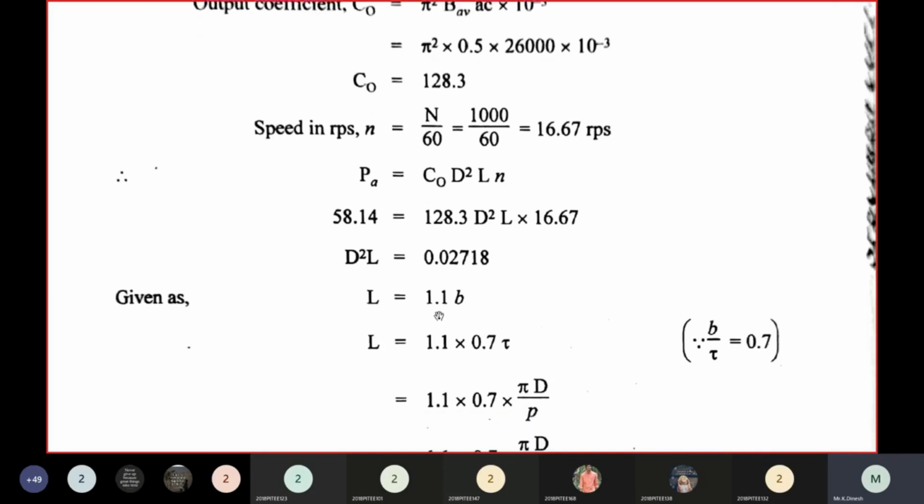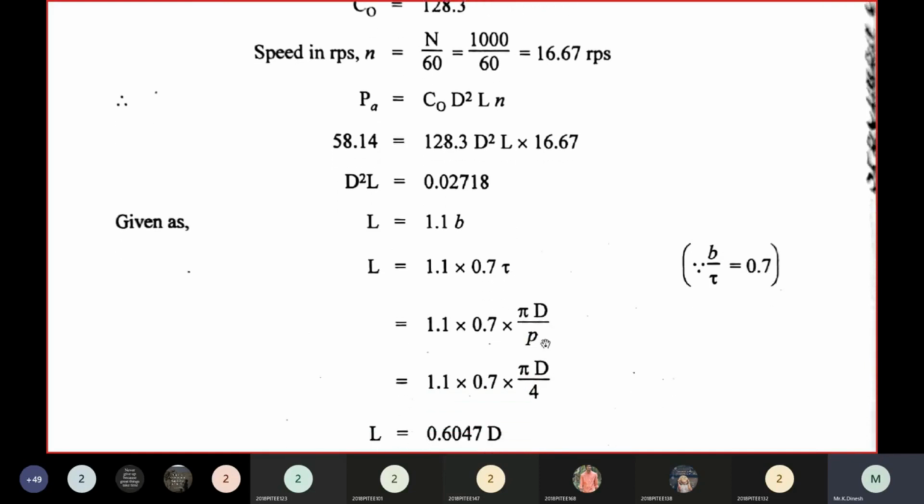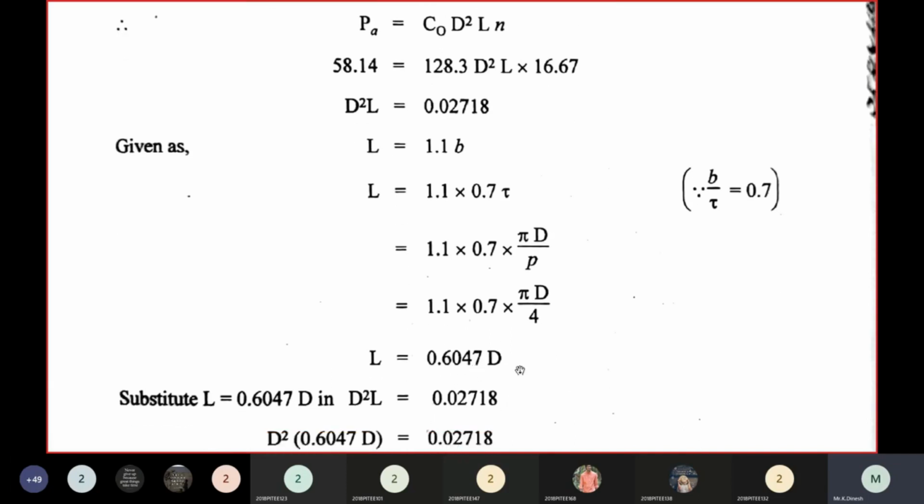So L is 1.1 times b. So 1.1 into b is nothing but 0.7 times tau, because b by tau equals 0.7, where tau is nothing but pi d by p. The number of poles is given as 4. So solving 1.1 into 0.7 into pi by 4 is nothing but 0.6047 d.